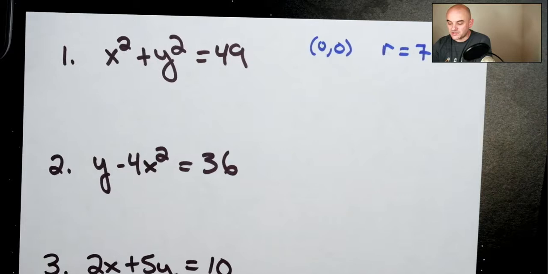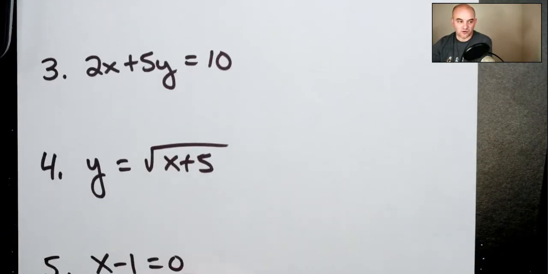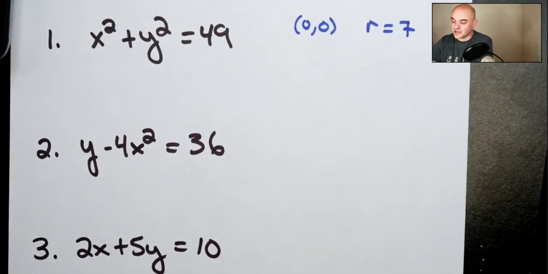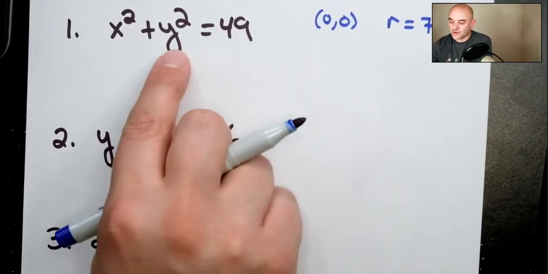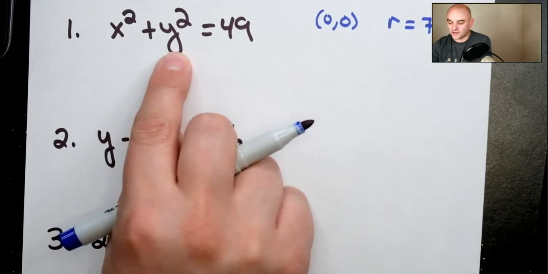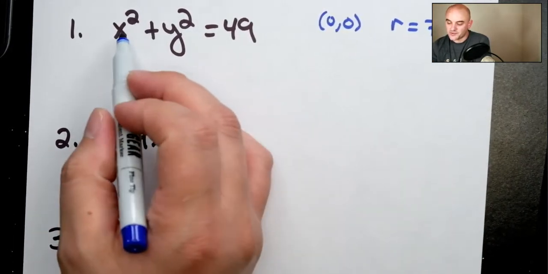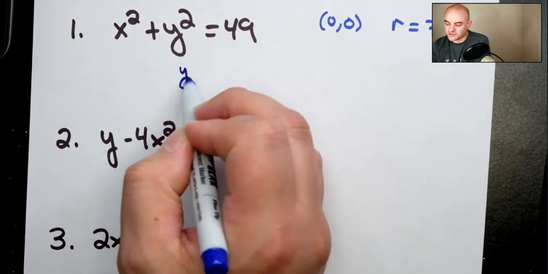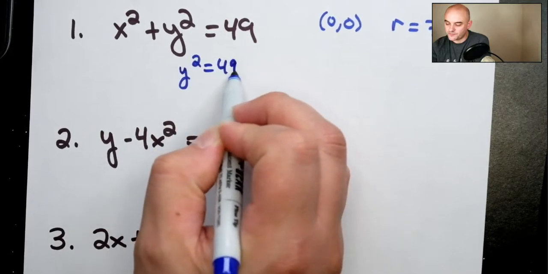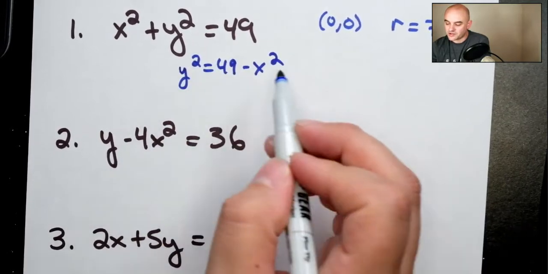But let's say you did not recognize that, because we've got a whole lot of other equations to be looking at here. If you didn't see that right off the bat, you can get y by itself and see if it's a function or not. So to do that, you subtract x squared from both sides. And then you take the square root of both sides.